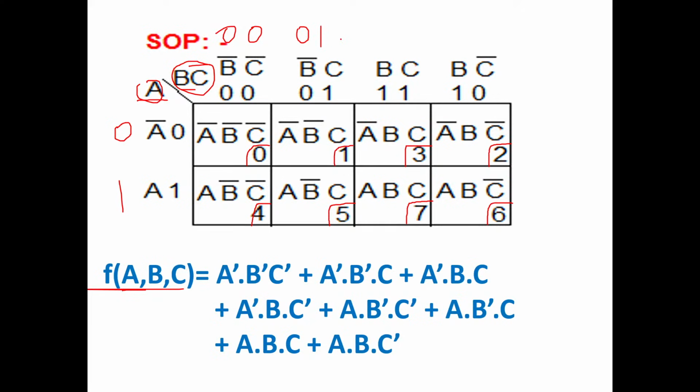Next, jump one box, 1, 0. Come back, 1, 1. What is 0, 0? It is 0. What is 0, 1? It is 1 in decimal. What is 1, 0? It is 2 in decimal. What is 1, 1? It is 3. See here, we have given the numbering in decimal form.